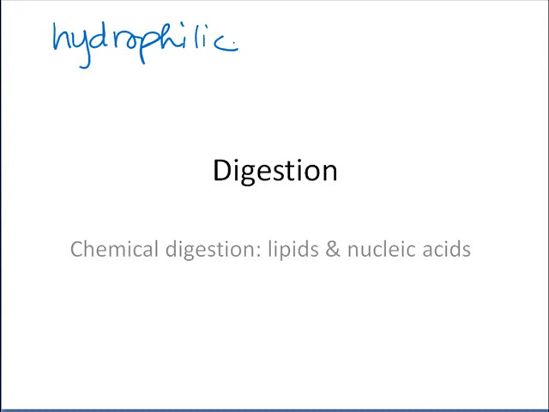It means that they come into contact relatively easily with the different types of pancreatic enzymes that get released into the lumen of the small intestine. The same is not true for lipids, because lipids, remember, are hydrophobic.